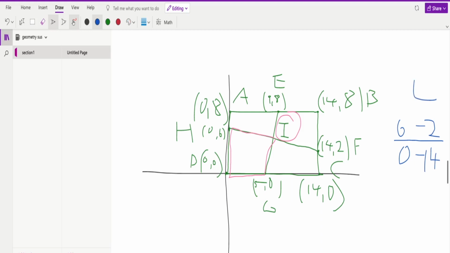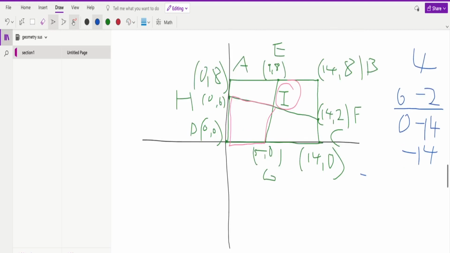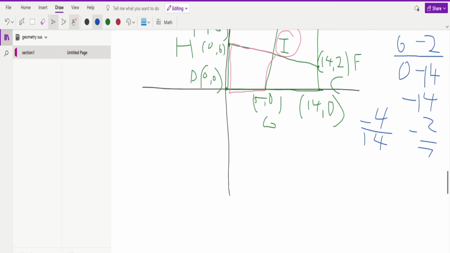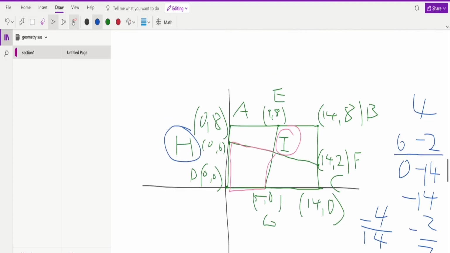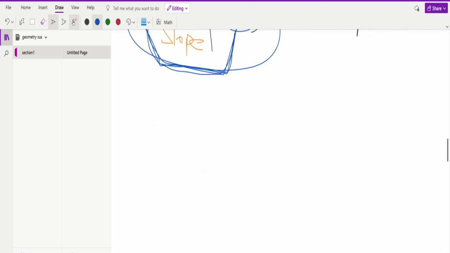So this is 4, this is 14, negative 14. This would be negative 4 over 14, which is our slope, which we can simplify to negative 2/7. And then we plug in one of these points. I will take point H, and we're going to put it into our point slope formula.